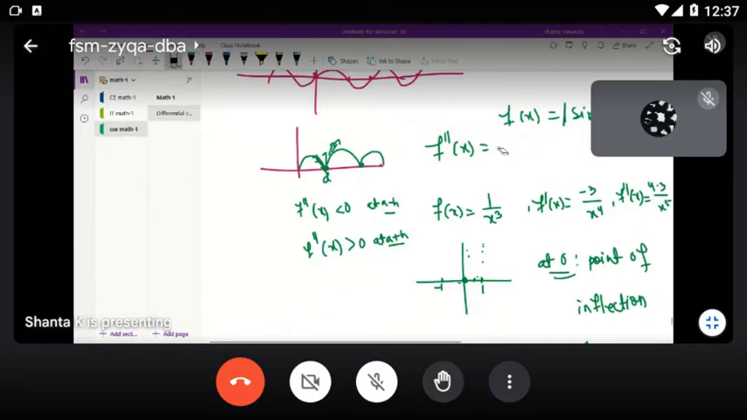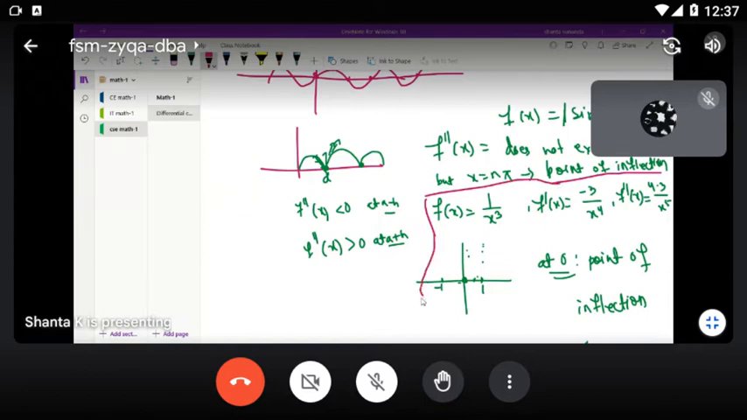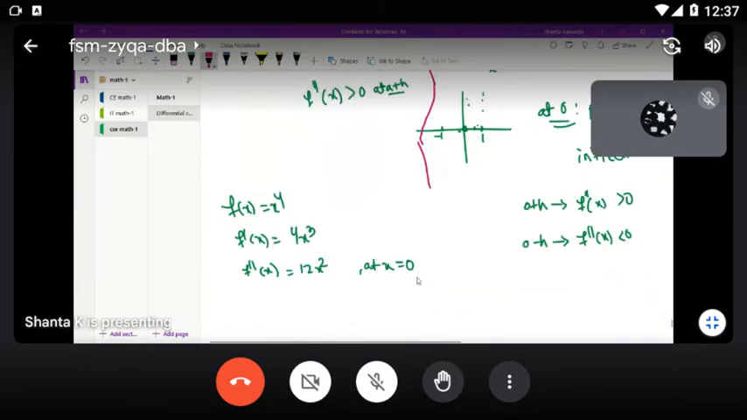Does not exist, we will say. Exists, but n pi, the first one. But x equals to n pi will be the point of inflection. Okay, because this happens. So this one is for the 1 by x cube. So what happens to the f double dash x here?